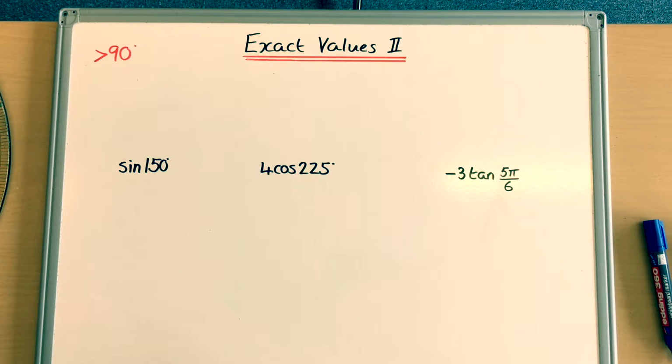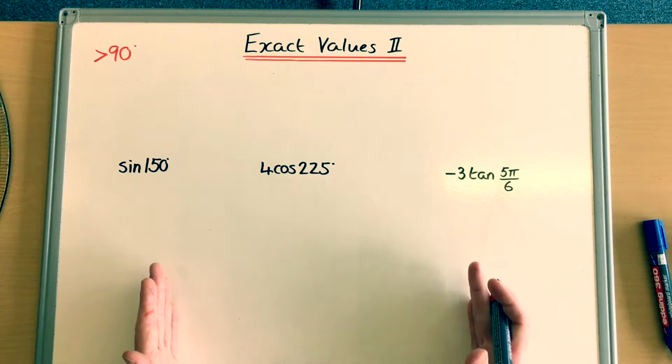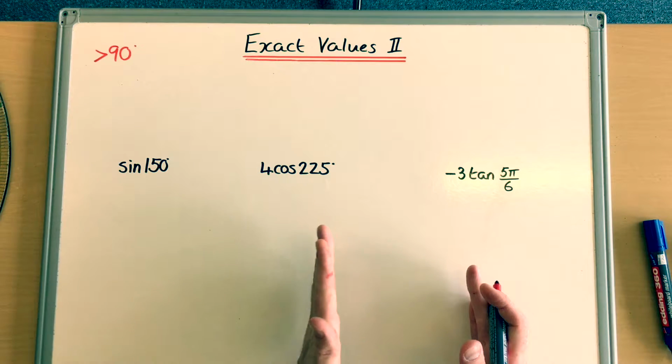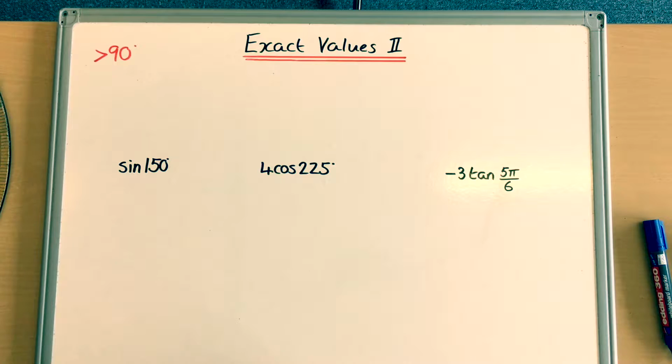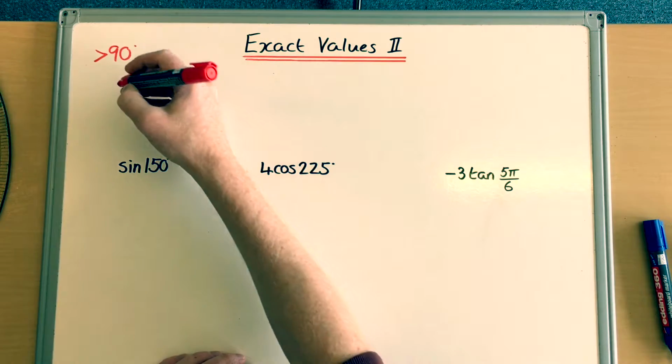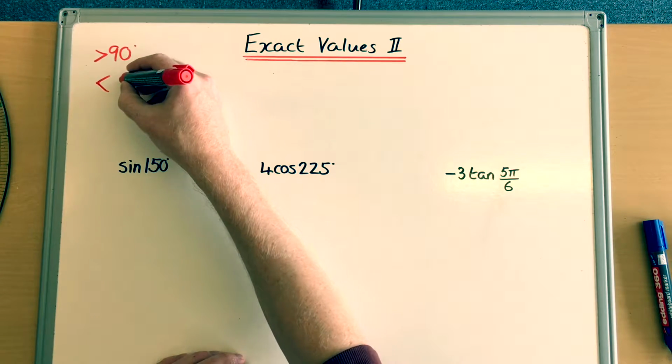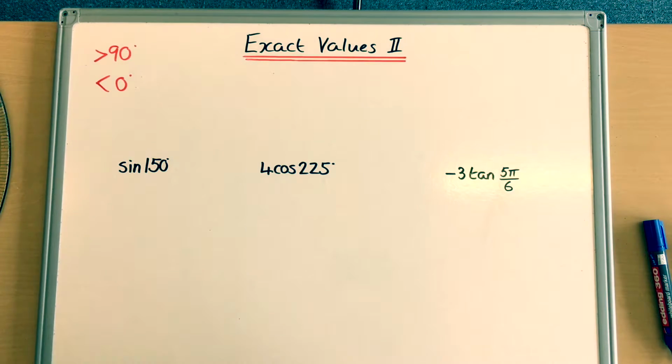Exact values part 2. So assuming you've watched the first video, you should have an idea of how we can find the exact values for trig functions for certain values between 0 and 90. And those values are 0 and 90, and between them 30, 45 and 60. So the question is, can we find some that are greater than 90? And also, can we find some that are less than 0? In other words, can we find some negative ones?